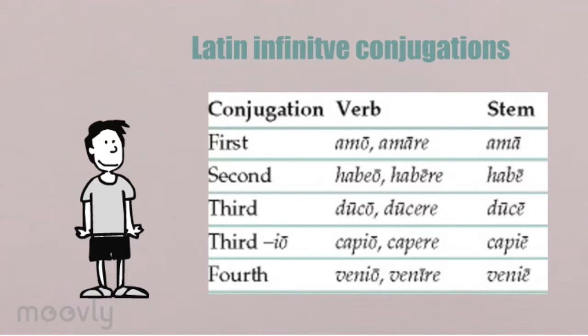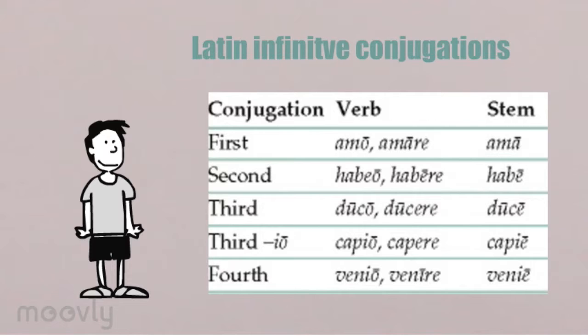But why do the infinitives look different from each other? That is because there are 5 different kinds of infinitives called conjugations. The 5 conjugations are first, second, third, third IO, and fourth. You can tell what conjugation an infinitive is by the letter that precedes the re. First conjugation infinitives have an a, second an e, third and third IO an e, and fourth an i.